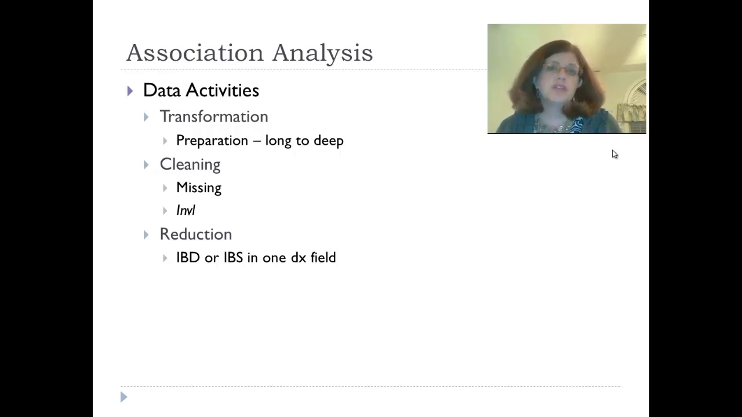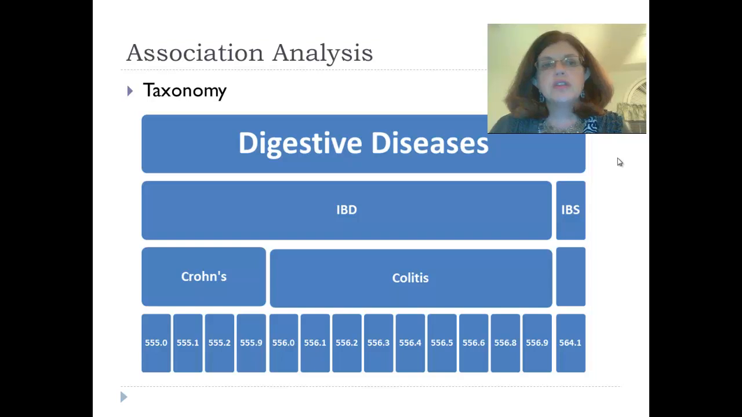Also, as part of the data activities, we reduced the data to include only those records with IBD or IBS in any diagnosis field. If we look at the taxonomy involved in this association analysis, we found through experimentation that the level of using Crohn's, colitis, and IBS diseases worked the best. So instead of using the individual ICD-9 codes, we replaced those codes with text that indicate Crohn's disease or colitis.